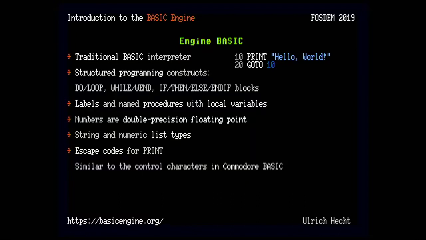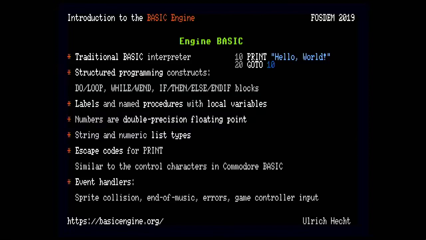So you can easily change color, move around the screen and stuff like that. You don't have to write verbose commands for that kind of purpose. And there are asynchronous event handlers for sprite collision, for end of music, for errors obviously, for game controller input. There should be one for vertical sync. I think I must have forgotten that, for example, but that would be easy to implement if I actually forgot it. I very often have to consult my own manual to find out what I've actually implemented.